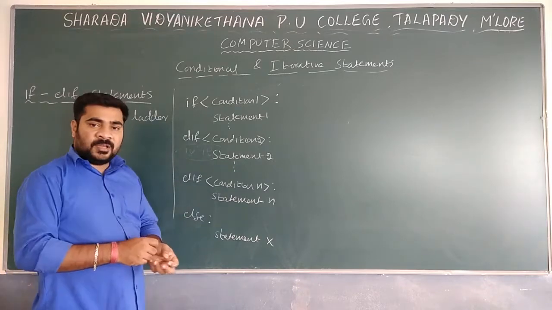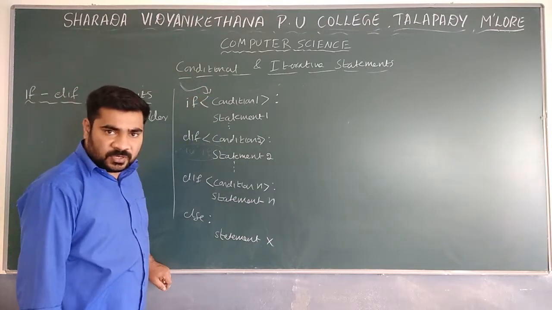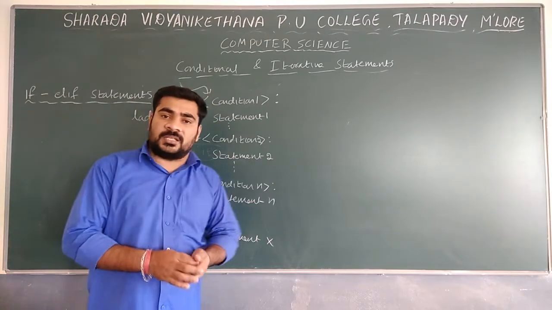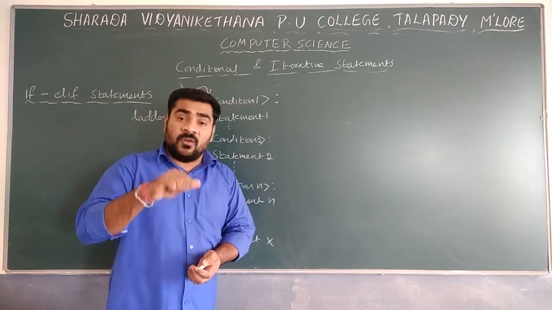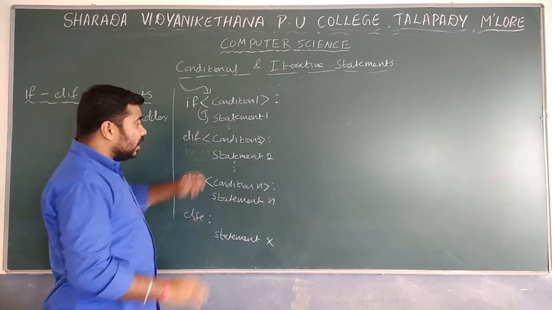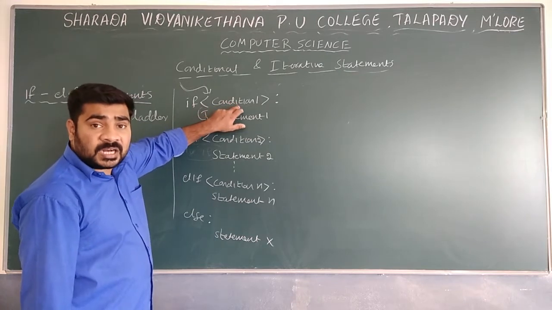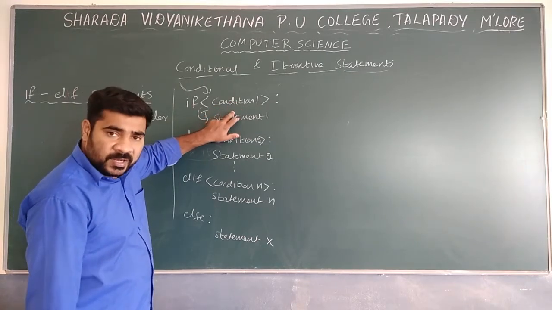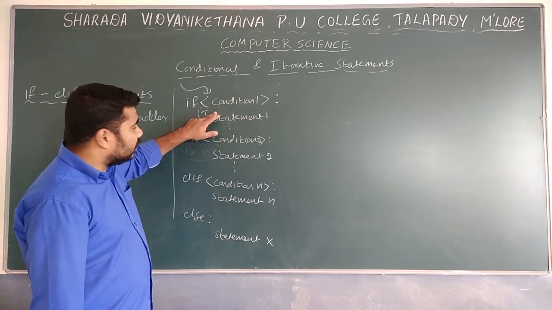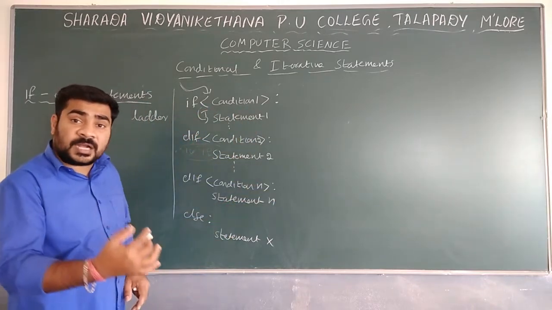So how is it working? First, control will check condition 1. Whenever you check a condition, it will be either true or false. Whenever condition 1 is true, we will execute statement 1, and everything else is going to be skipped. Over. If the first condition is false, then condition 2 will be checked.